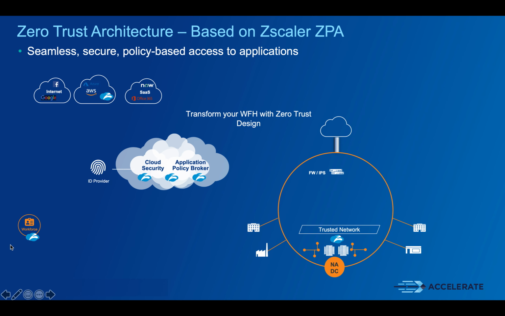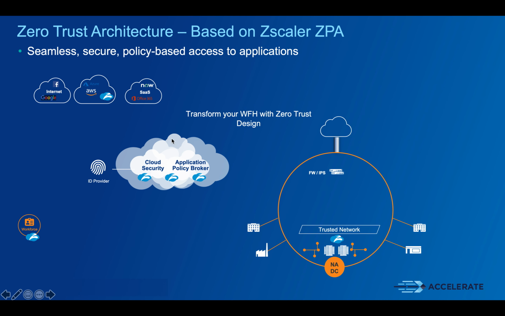The first one is what we call the client connector. It's essentially a lightweight application that sits in the background of the machine, but it sits on the endpoint, and it's responsible for connecting and routing all traffic to Zscaler that leaves the endpoint. So that's the one thing.